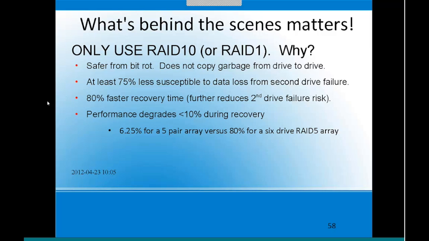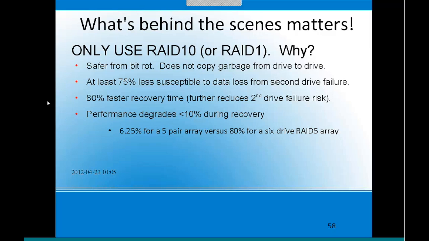If you have a RAID 10 array with, let's say, 4 pairs of drives to keep to the 75%, and one of the drives fails, and a second drive fails, as long as it isn't the mirror of the drive that already failed, you're okay. Of any of the 7 other drives, 6 out of those 7 could fail without you losing any data at all, versus RAID 5 where you lose any second drive and you're done.